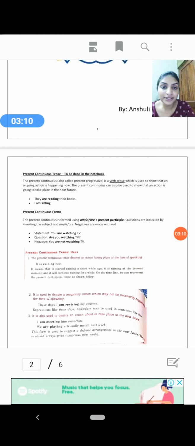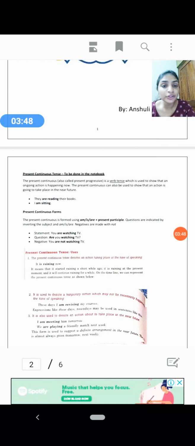For example, the first example is a statement: you are watching TV. It is a simple present continuous tense example. To convert it into a question, you invert the subject and are, so it becomes: are you watching TV? That is an interrogative sentence. Then the negative sentence: you are not watching TV. You just have added not to it and it becomes a negative sentence.